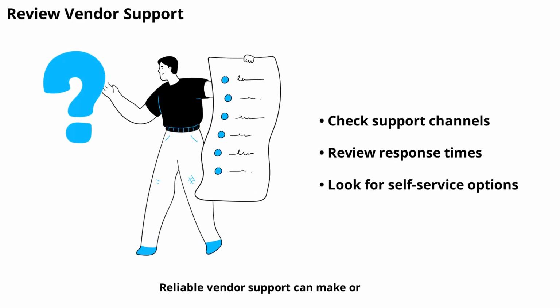Reliable vendor support can make or break your experience with marketing automation software. Investigate the level of customer support each vendor provides, including response times, available channels, and self-service resources. Strong support ensures your team can quickly resolve issues and maintain smooth operations.